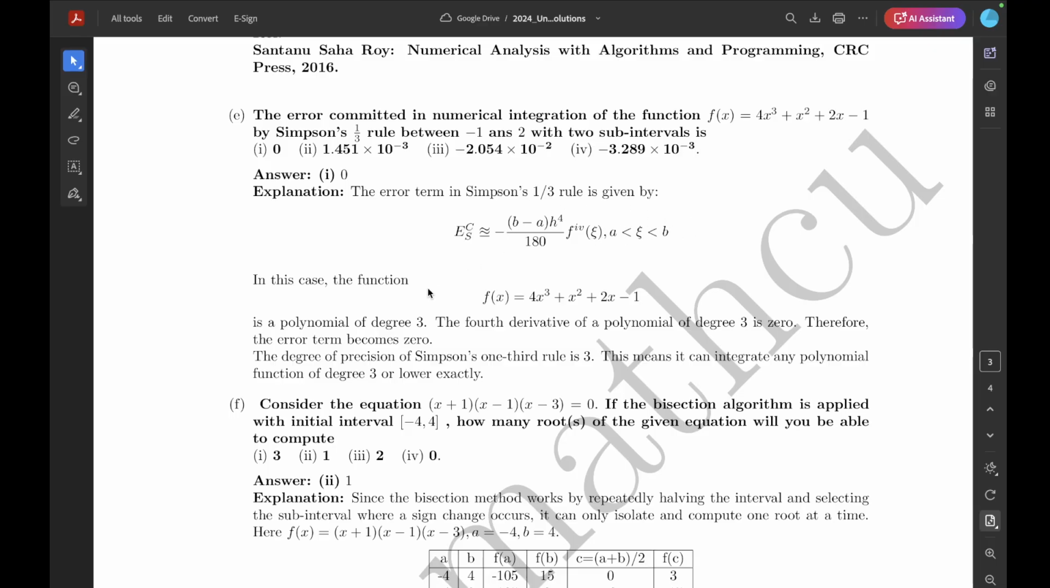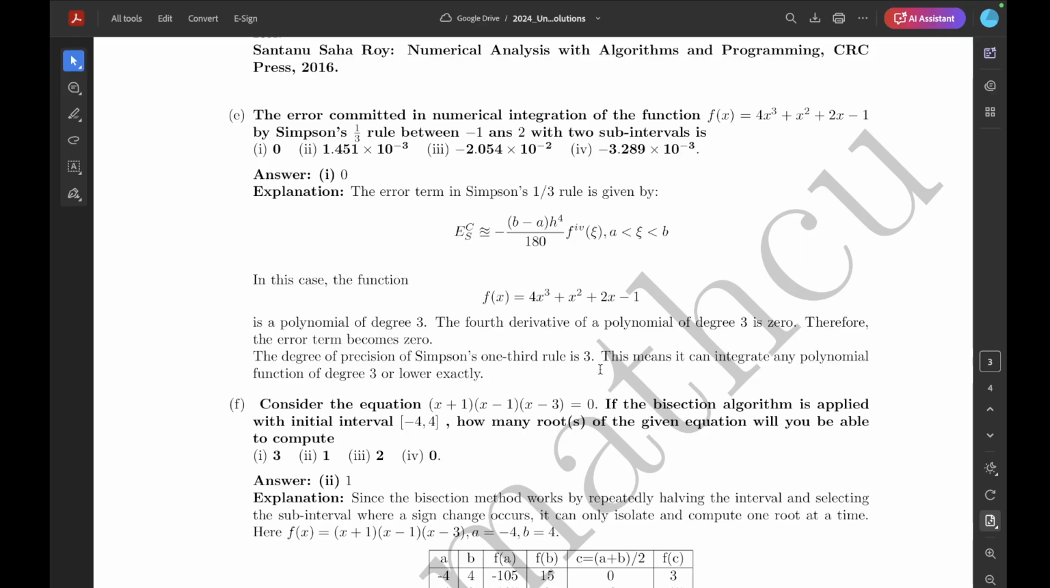And in this case, the function f(x) equals 4x cube plus x square plus 2x minus 1, a polynomial of degree 3. The fourth derivative of a polynomial of degree 3 is 0. Here this is a cubic polynomial, so the fourth derivative is 0, hence this error term is obviously 0. The degree of precision of Simpson's 1/3 rule is 3.